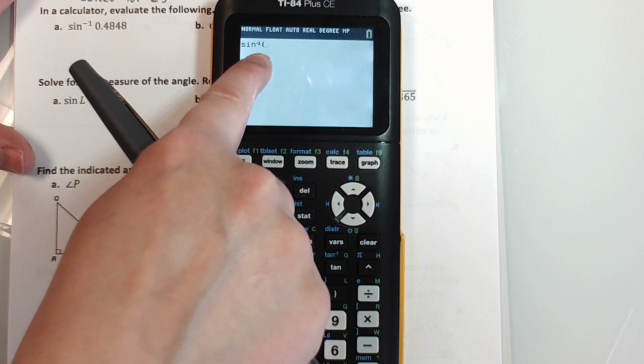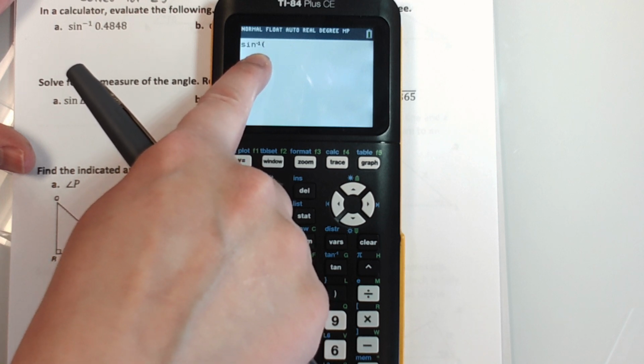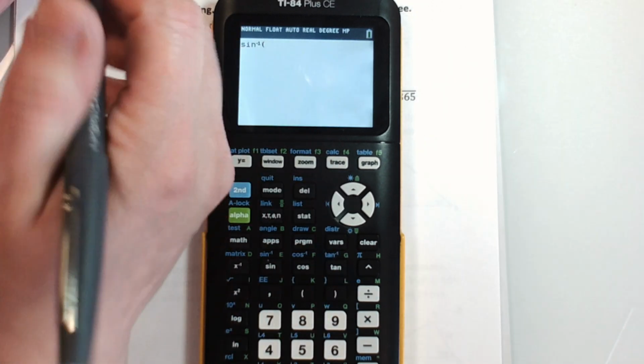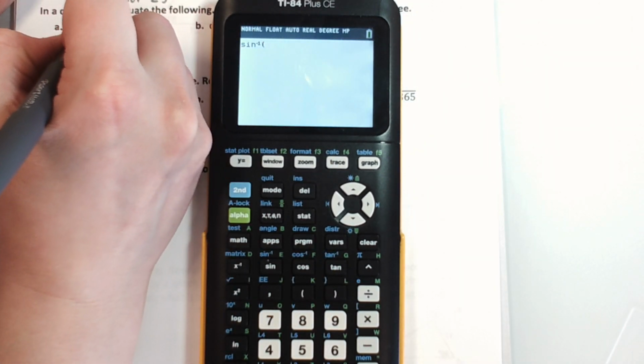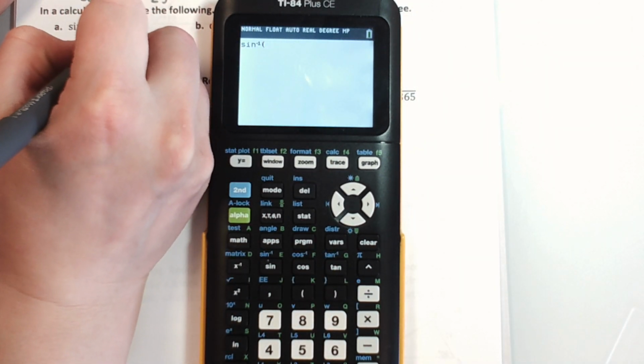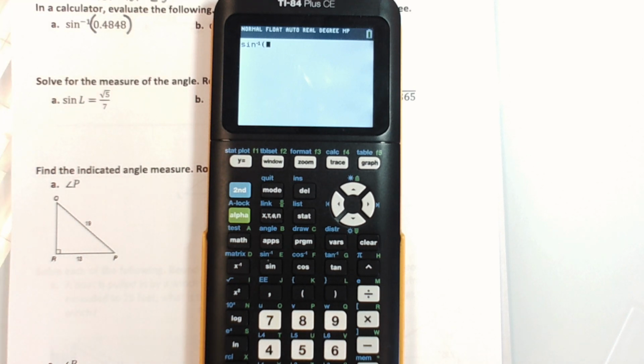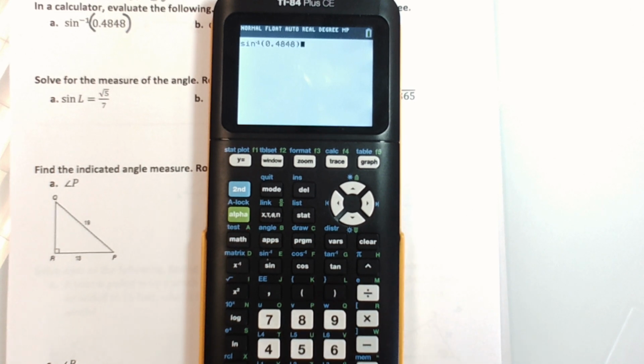I will tell you right now, in inverse trig, those parentheses are hugely helpful. There are times where you can get away without them, but most of the time, if you see a sine with a little -1, it should immediately be followed by parentheses. That's going to save you a lot of headaches. And guess what I type in next? The number 0.4848, close the parentheses. Enter.